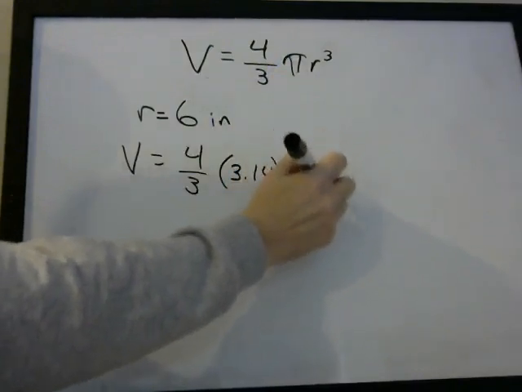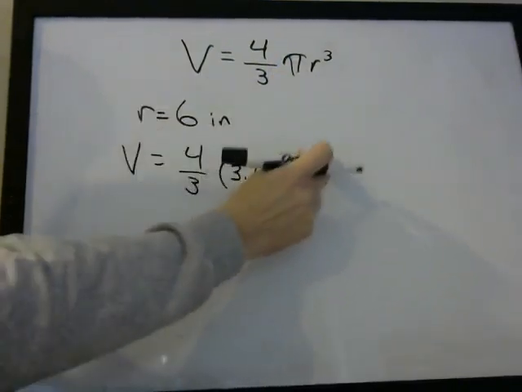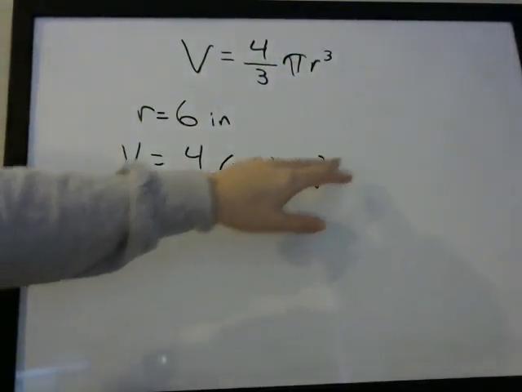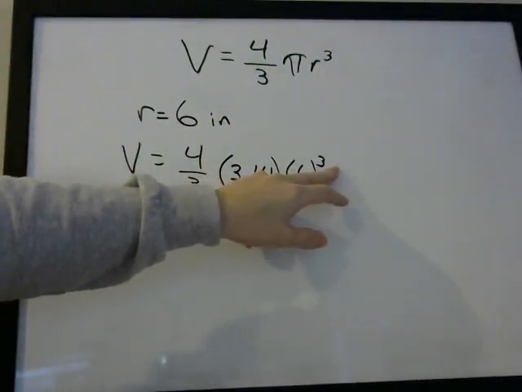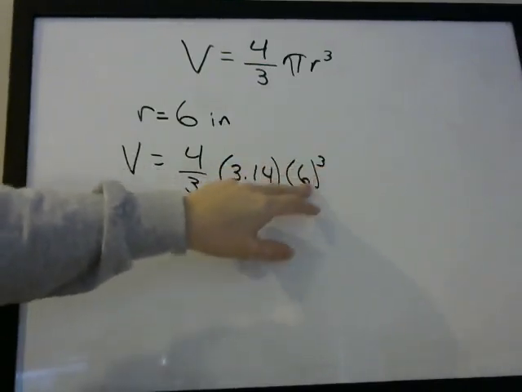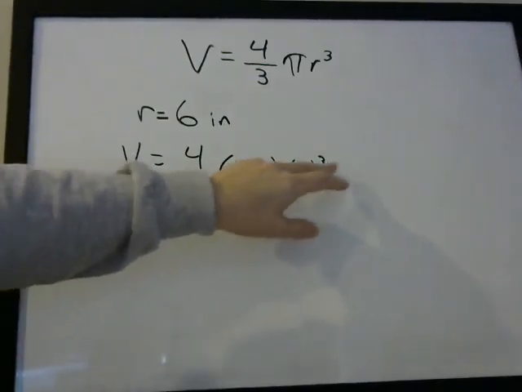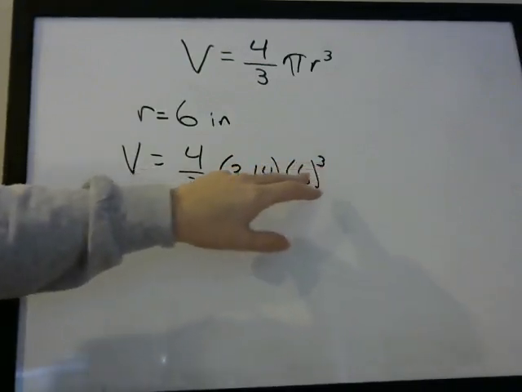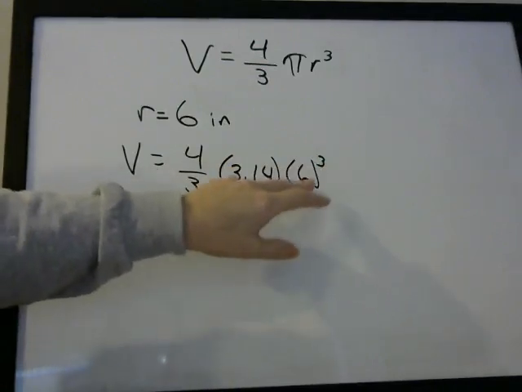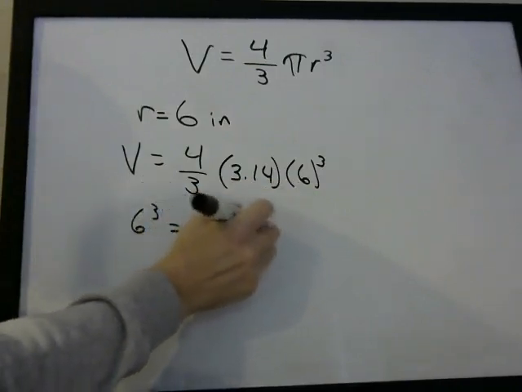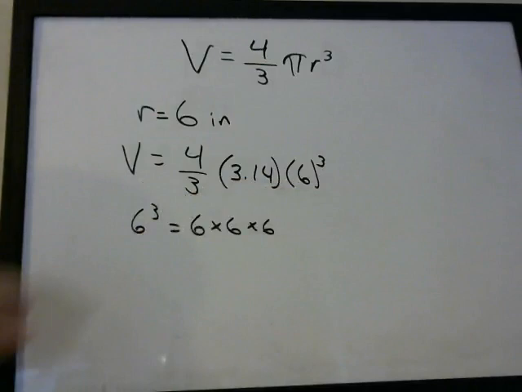Times radius cubed. Our radius is 6, so radius cubed. I always like to do the exponent first. So 6 cubed, remember what that means. If you don't know what exponents are, you need to watch that video on Facebook. 6 cubed just means 6 times 6 times 6. It's this number times itself 3 times. It is not this number times 3, so don't do that. It's not 6 times 3. It's 6 times 6 times 6. It's this number 3 times, 1, 2, 3, multiplied by itself.